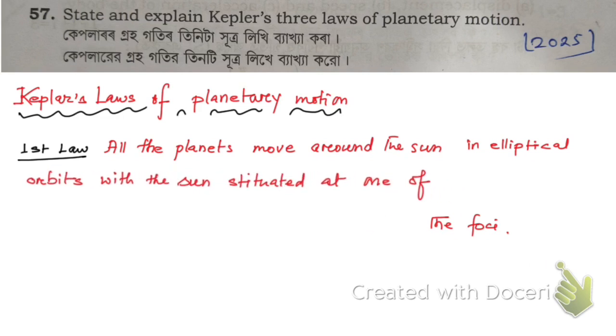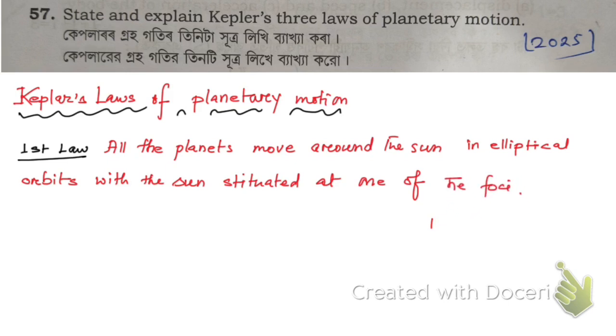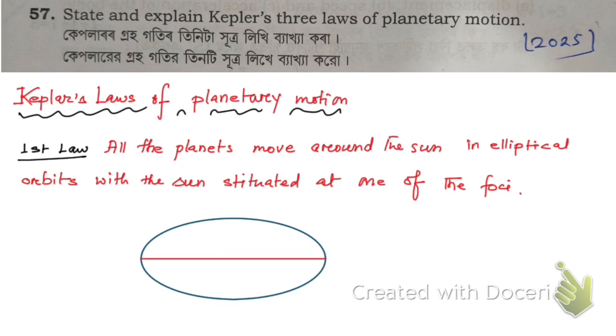Now you see, the orbits of the planets revolving around the sun are not circular, they are elliptical in shape. What do you mean by ellipse? First let me tell you. This kind of shape is called an ellipse. Here is the major axis, and here is the minor axis, and it has two foci. Suppose this is F1 and this is F2.